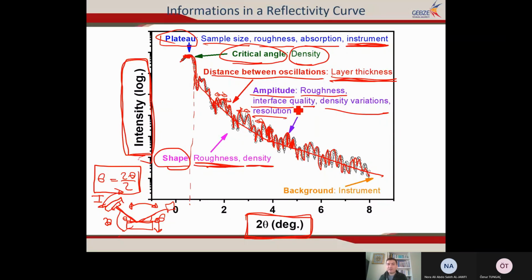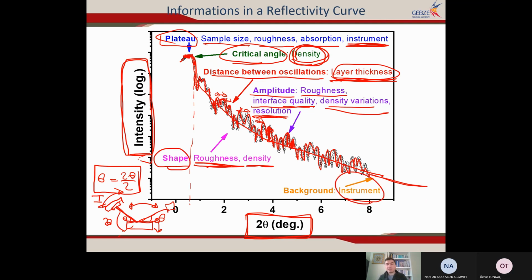If you change the roughness, interface quality, density variations, and also resolution of the instrument, you will have different amplitudes. If you have different thicknesses, you will have different distances between the oscillations. Okay? If you have different material, if you have different density, then you will have different critical angle. So depending on the sample, depending on the layers within the sample, you will get a different X-ray reflectivity curve, and this background signal is related to the instrument.